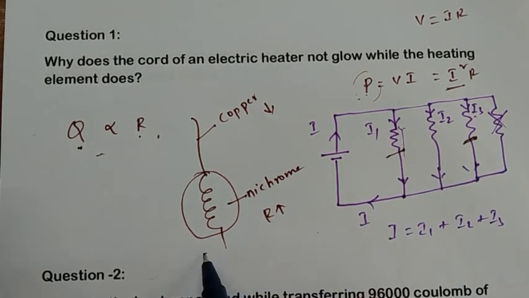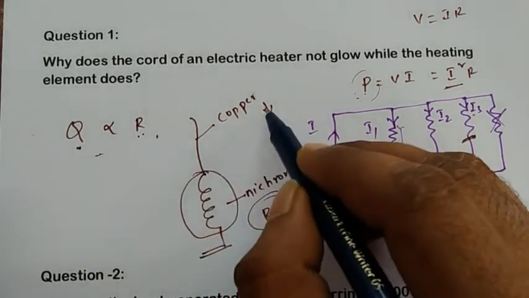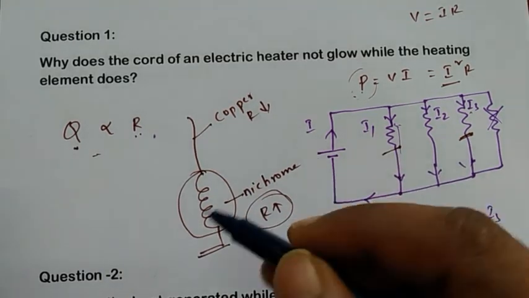So that is the reason for it, because the resistance of the element is very high and the resistance of the cord is very low. That is the main reason.